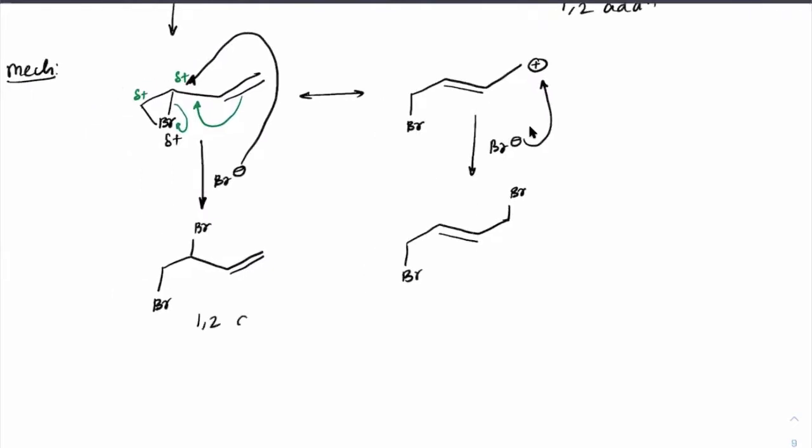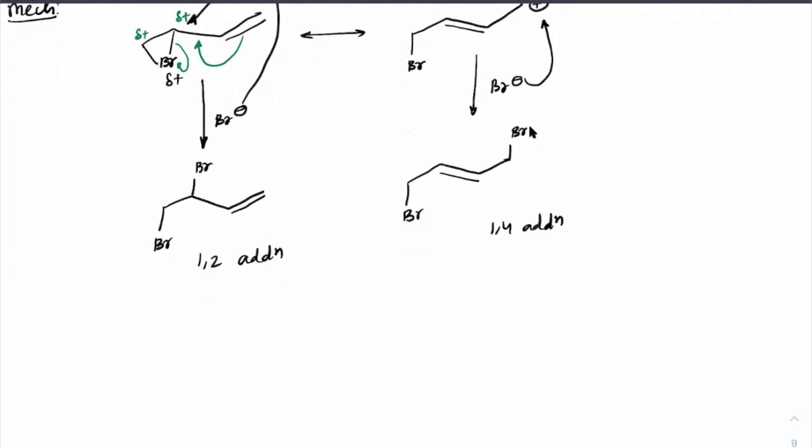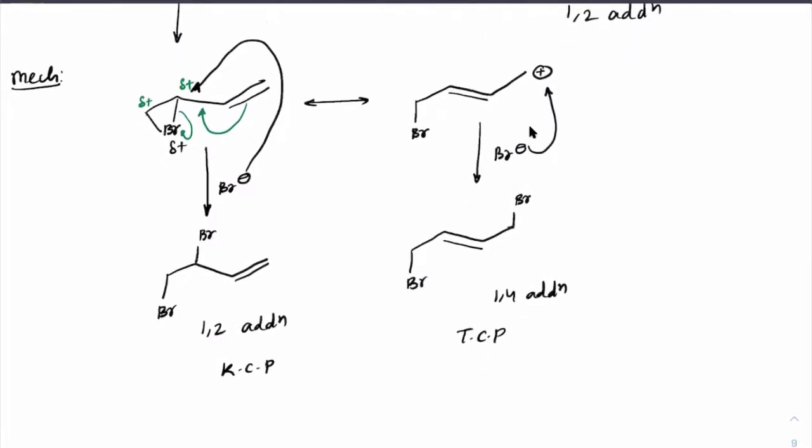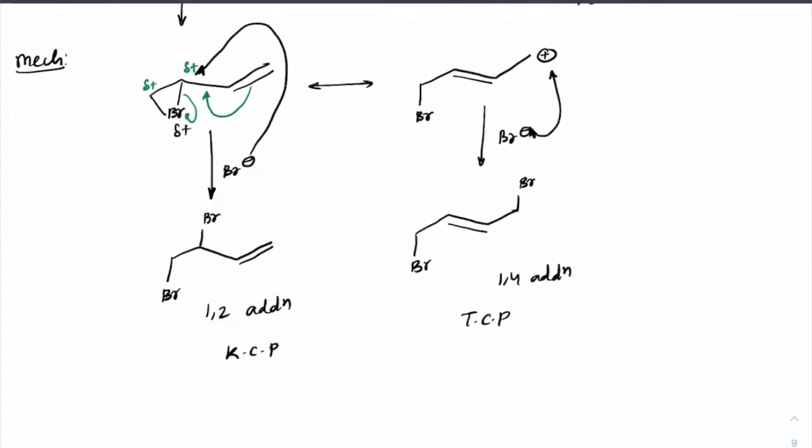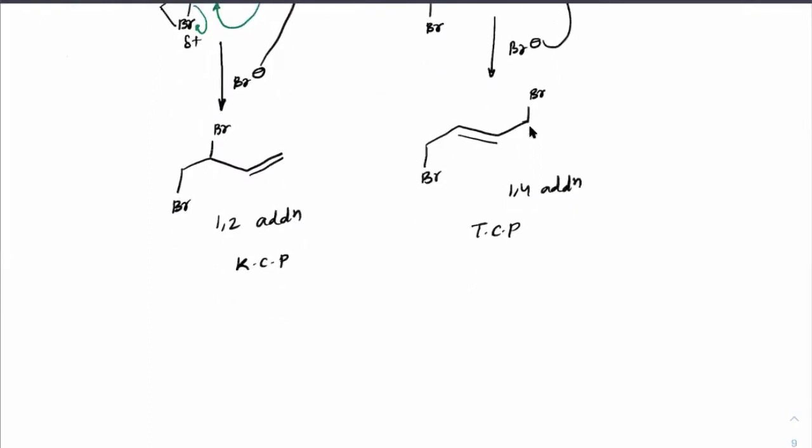So this is 1,2 addition and this is 1,4 addition. You can see this is a more stable double bond as compared to this one. So the first one is KCP, the second one is TCP. Fundamentally, it is the same. Again, if you increase the temperature, TCP is more favored. Decrease the temperature, KCP is more favored.